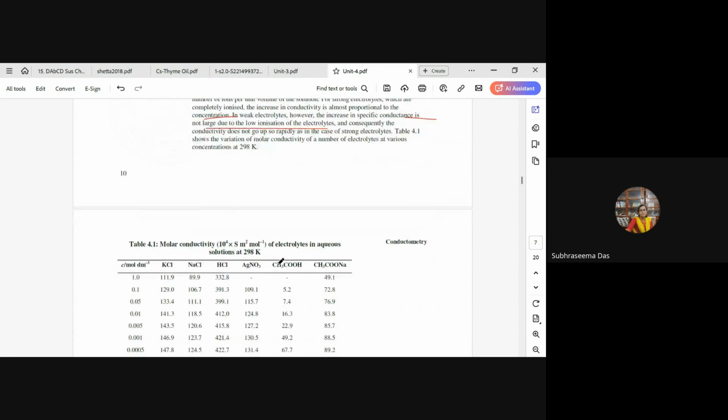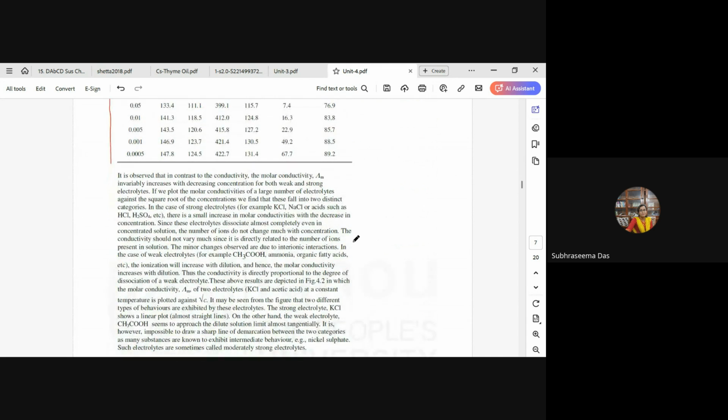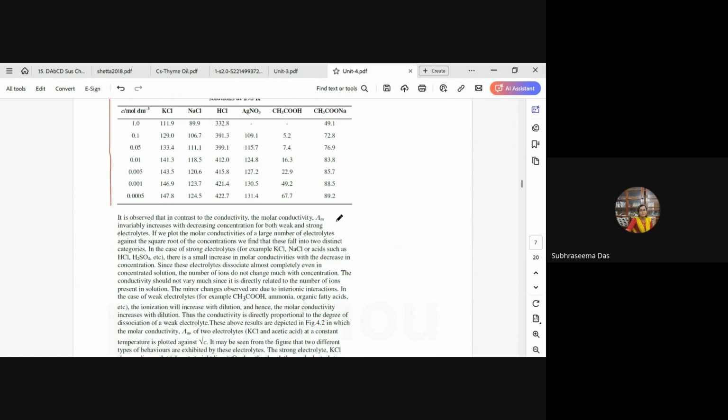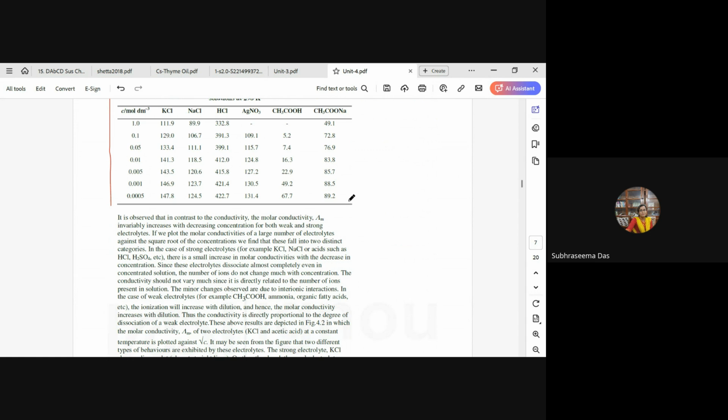So here in table 4.1, the molar conductivity of certain electrolytes in aqueous solution has been shown. KCl, NaCl and HCl are strong electrolytes, and acetic acid and sodium acetate are weak electrolytes, and their values have been shown here. So it is observed that in contrast to the conductivity, the molar conductivity, that is lambda m, increases with decreasing concentration for both weak and strong electrolytes.